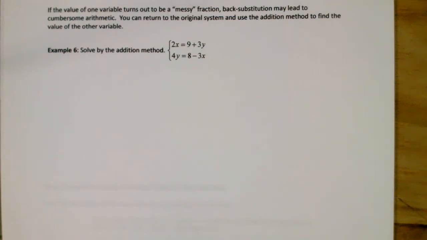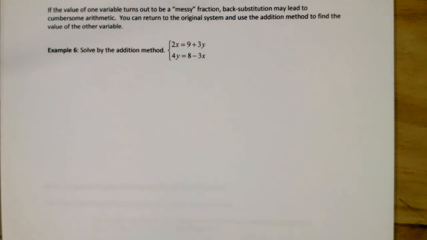Okay. Now let's look at example 6 here. It says here, solve by the addition method. We have 2x equal to 9 plus 3y, and 4y is equal to 8 minus 3x. This is one of those cases where you're going to be dealing with some messy fractions here, and substituting for x or for y can be cumbersome because you have to find the least common denominator and go through all of that simplification to come up with the value of the other variable.